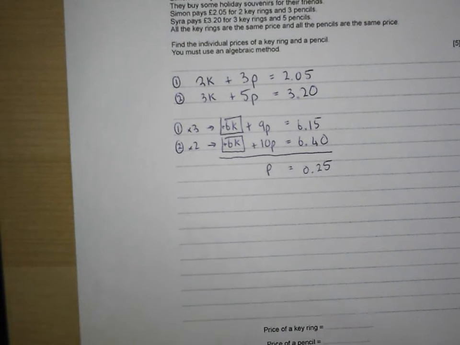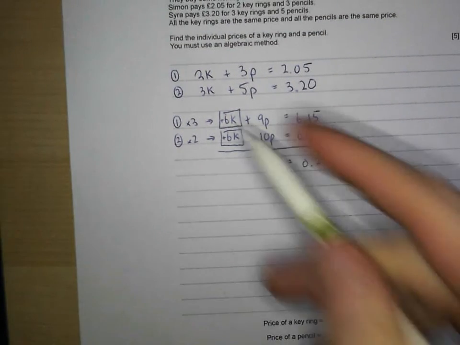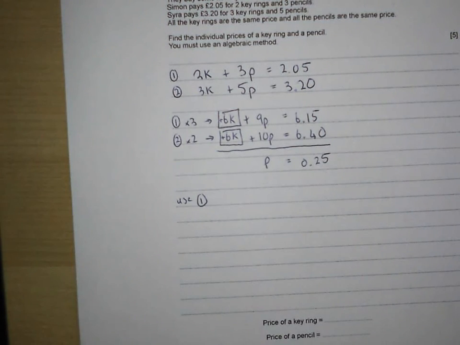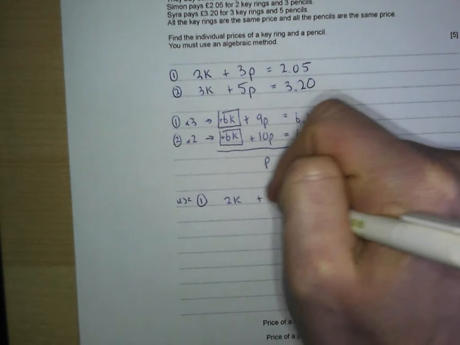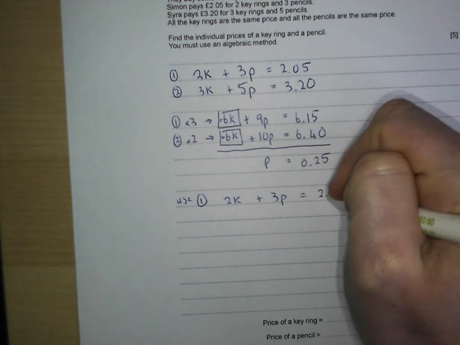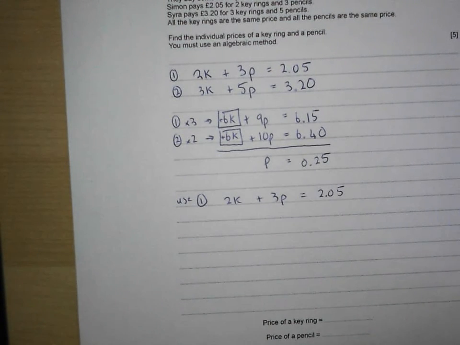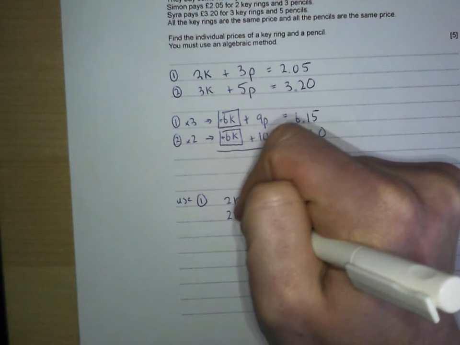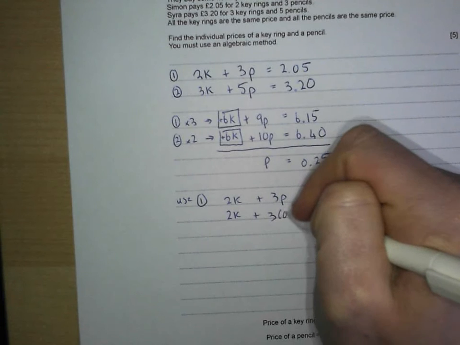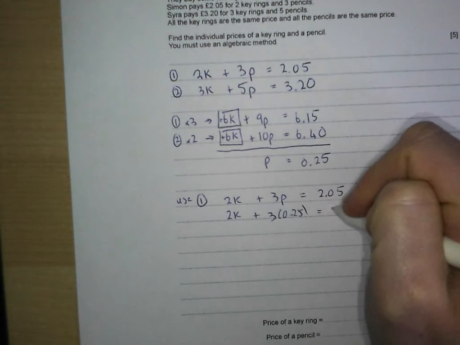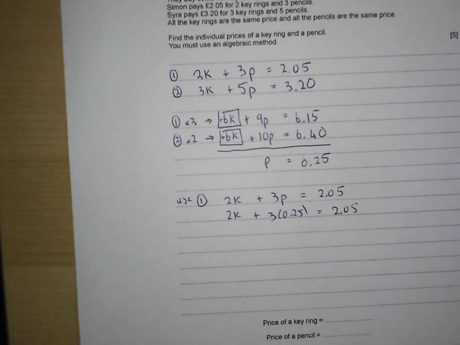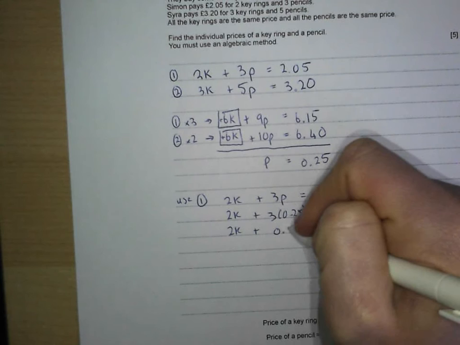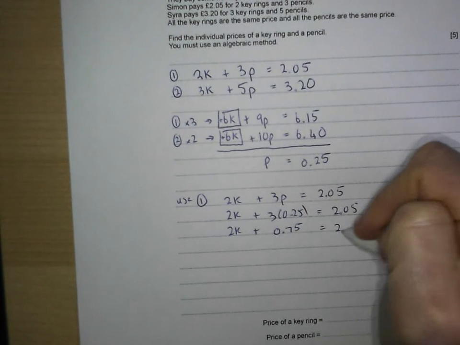Okay, now I've got to find the price of a keyring. So to do that, I've got to sub it back in to any equation. So I'm going to use equation 1 up the top there. So I'm going to go for 2k plus 3p equals 205. And now I know the price of a pencil is 25p. So 2k plus 3 lots of 25p is going to equal £2 and 5. So 2k plus, well, 3 lots of 0.25, sorry, is 0.75. That's going to equal £2 and 5p.